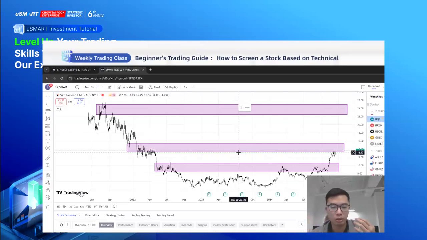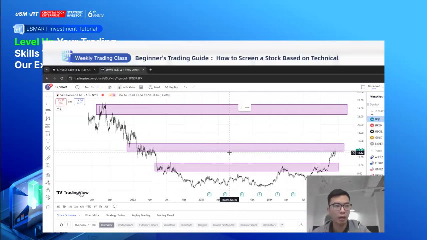So actually, this is not that hard. We just filter out the uptrend stock, then we plot the support resistance and wait for the price to fall back. You can chase, but if you want to chase, sometimes it doesn't fall back, right? You can try to buy a small amount.